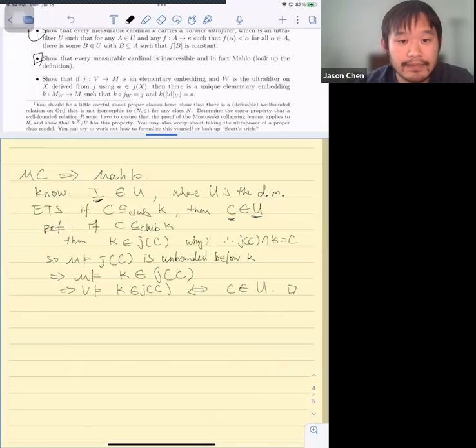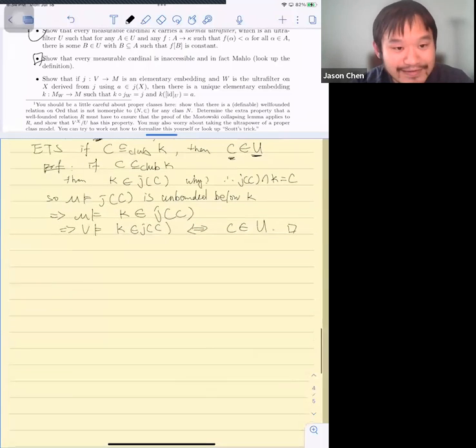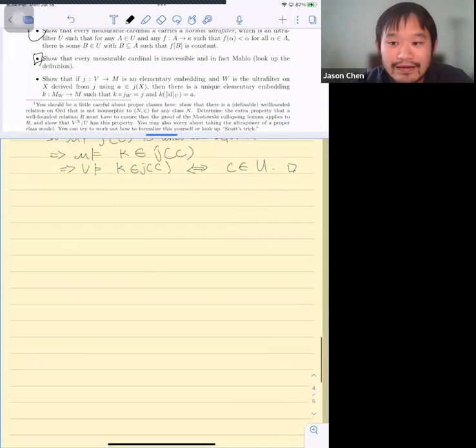There's a more direct way of showing this, by showing that if you have an ultrafilter that's normal, then it's going to contain the club filter. But you know, I take the easy way out whenever I can. Okay.